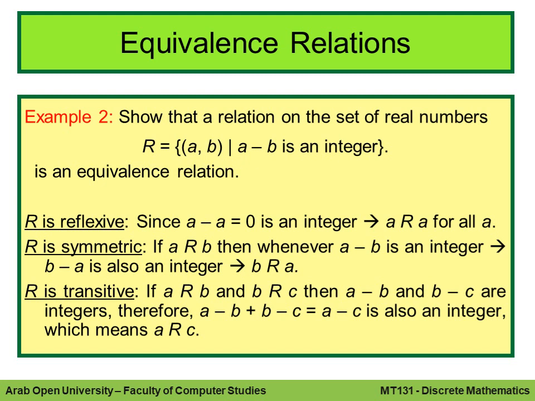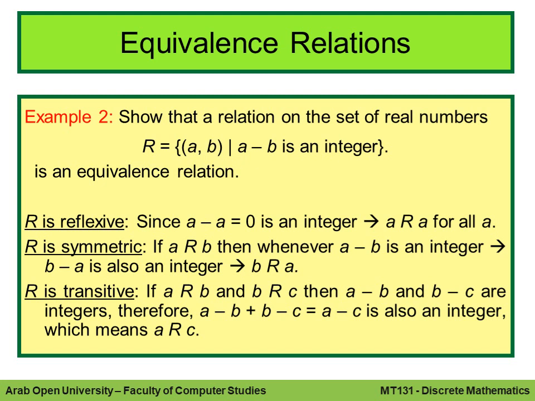Of course, for any real number a, if you subtract a minus a, you get 0, which is an integer, so a is related to a for all a. The symmetric property: if a is related to b, then a minus b is an integer. If you multiply this by minus 1, you still have an integer, which means b minus a is also an integer, so b is related to a. That is the symmetric property.